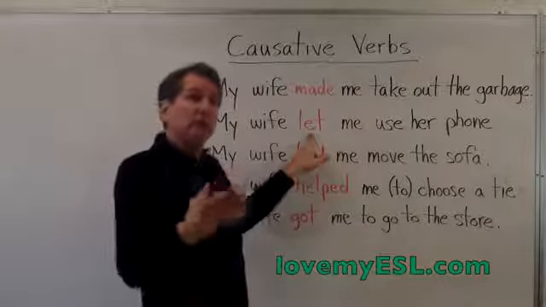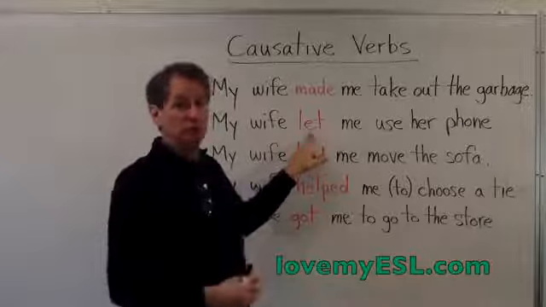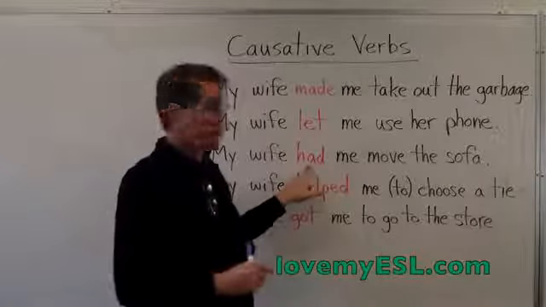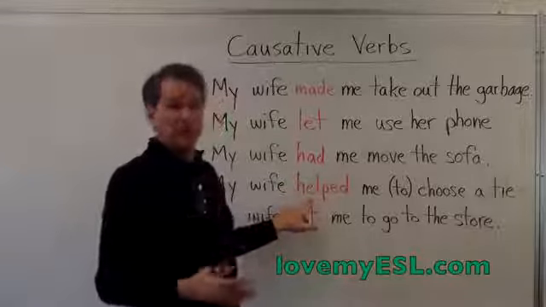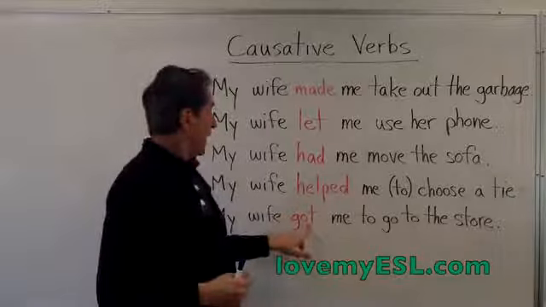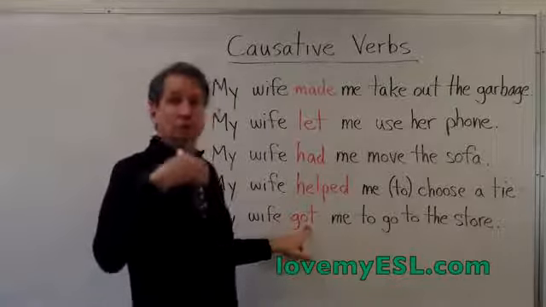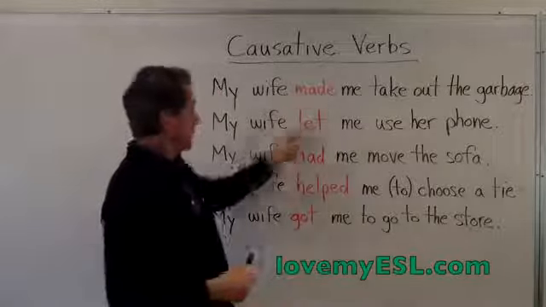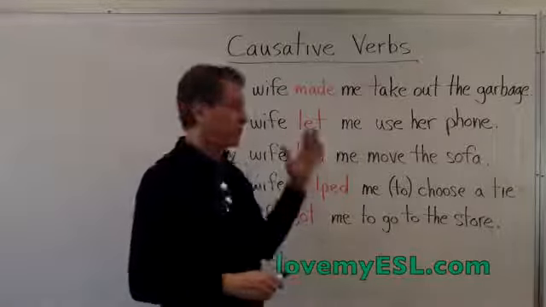Let means they gave you permission or they allowed you to do it. Had means they paid you or they told you to do something. Helped, you know what that means. They helped. You both worked on it together. And then got me, they paid you or they forced you to do something. Got. This is also strong. So make and get are probably the strongest of these 5.